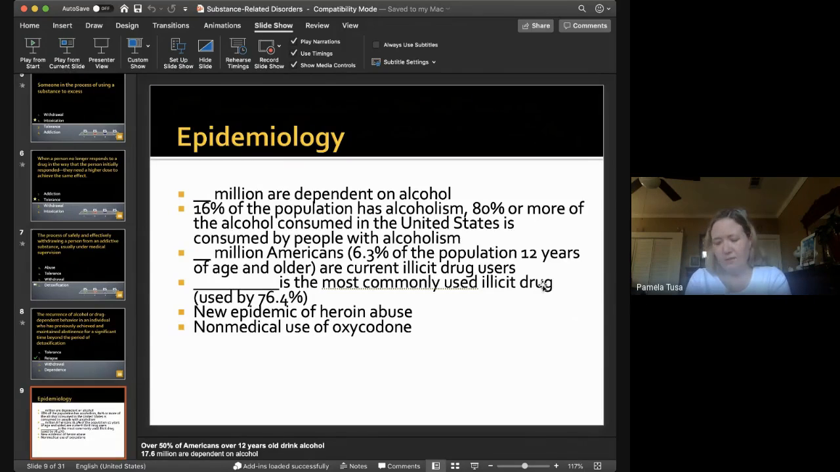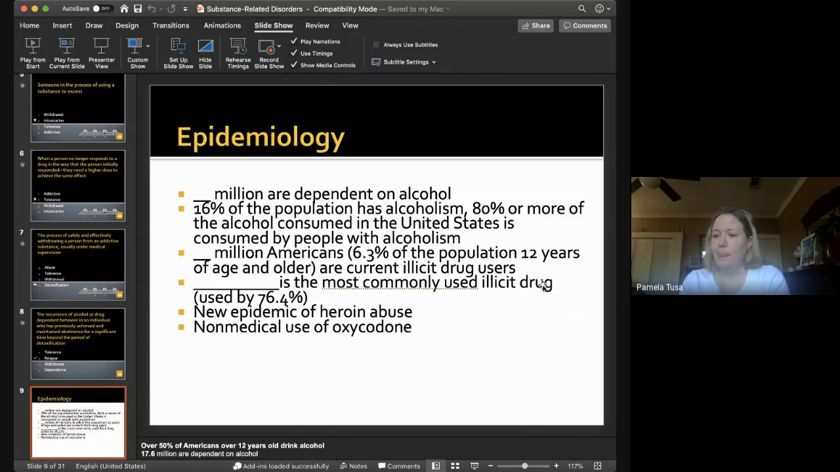So over 50% of Americans over 12 years old drink alcohol. I just think these are really eye-opening statistics, so I like to share that with you. So about 17.6 million are dependent on alcohol. About 16% of the population has alcoholism, and 80% or more of the alcohol consumed in the United States is actually consumed by people with alcoholism. Rates of binge drinking and heavy alcohol use are, of course, some of the highest among young adults ages 18 to 25.